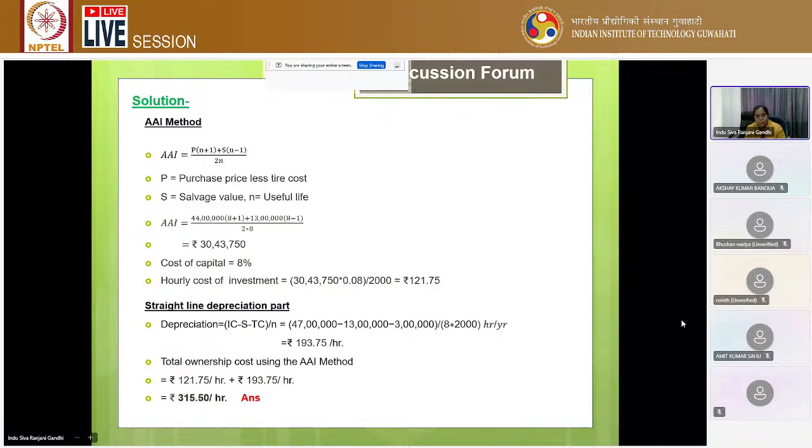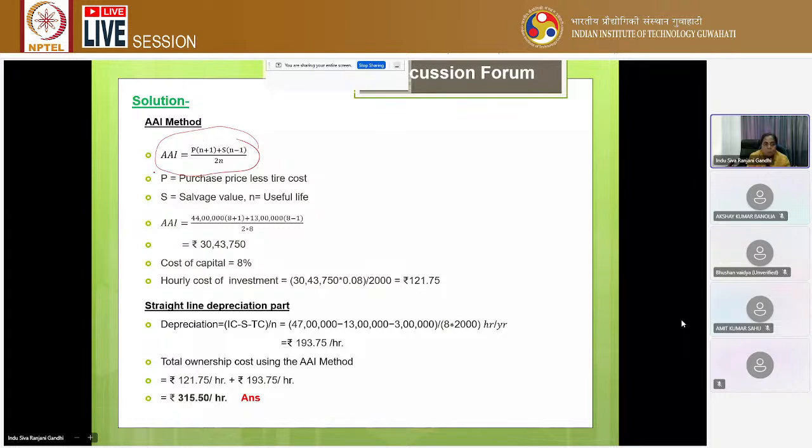Okay, so in our lecture video, we have already derived this equation, how to determine the average value of the machine over its entire life by considering the book value at the beginning of the year and the book value at the end of the age of the machine. Okay, we derived this formula, hope you remember.